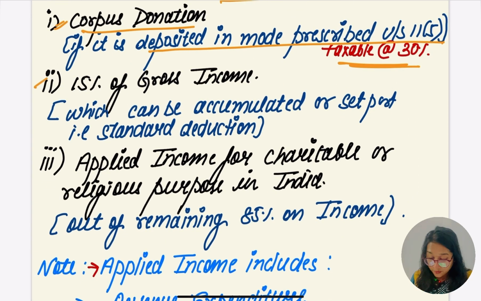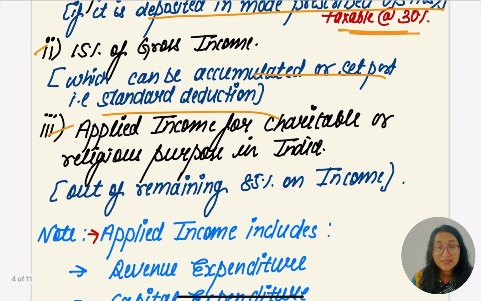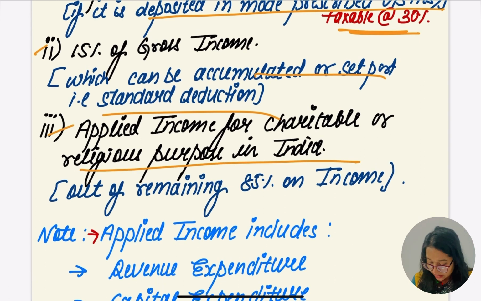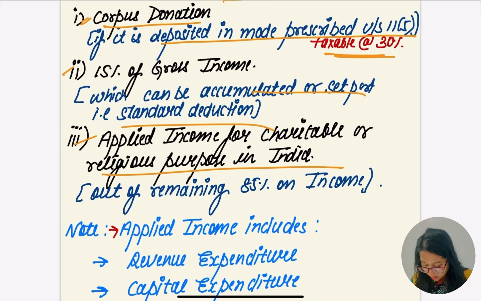The second point is about 15% of the gross income which can be accumulated or set apart. This is actually a standard deduction. Whatever the total income is, 15% of it would be a standard deduction. From the rest, 85%, applied income would be deducted. That is one of the reliefs given for the trust. The third point is applied income for charitable or religious purpose in India out of the remaining 85% of income. Let me write a small explanation here.